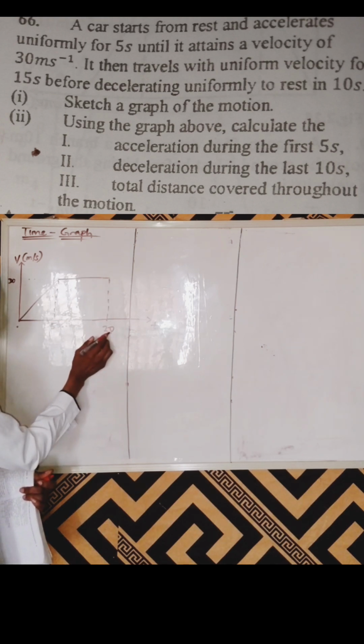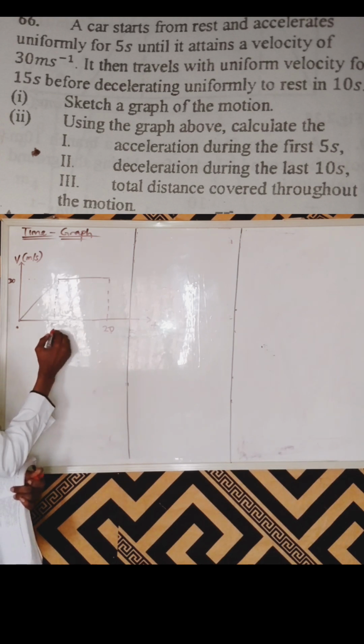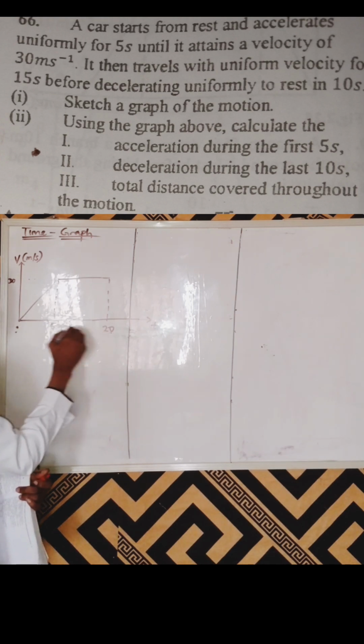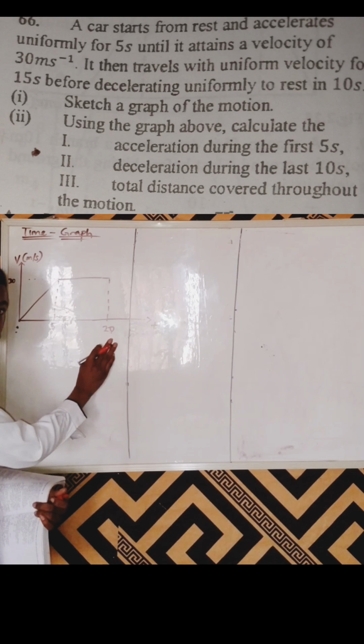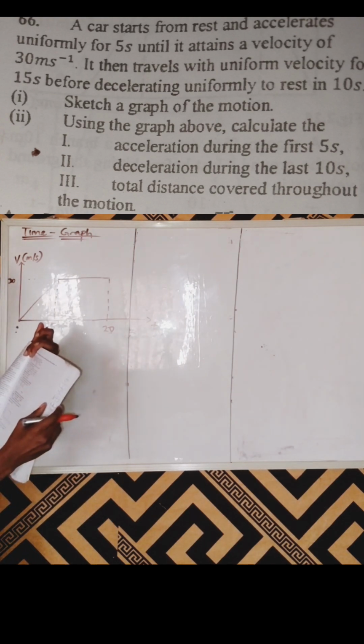But in this case, I will not write 15. Why? Because if from here to here is 5 and from here to here is 15, from here to here is 5 plus 15, that is 20 seconds. Hope you understand? Yes. So now, let's continue the question.